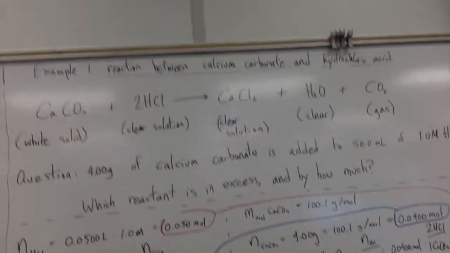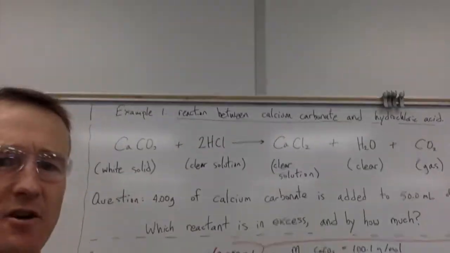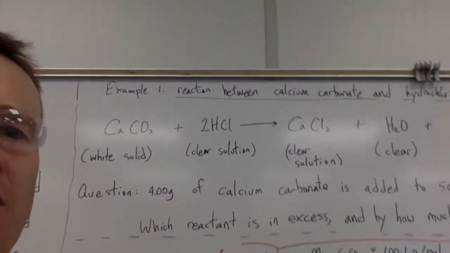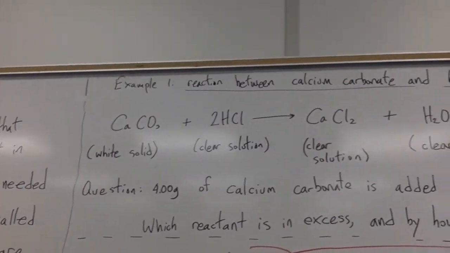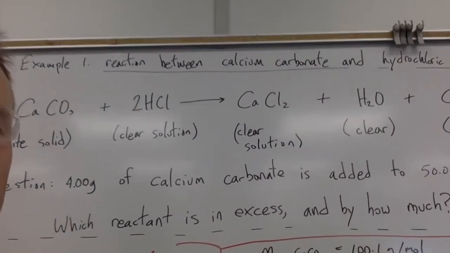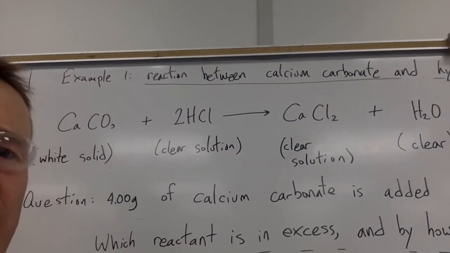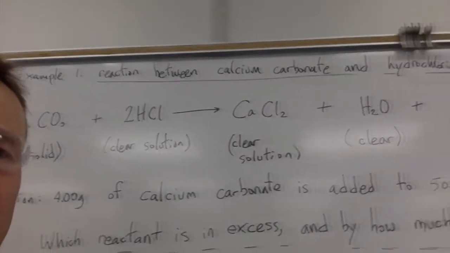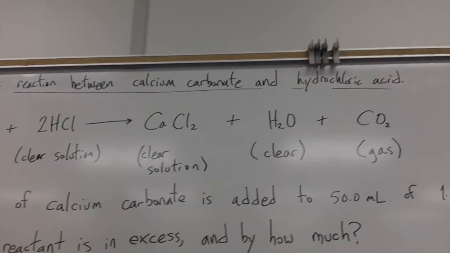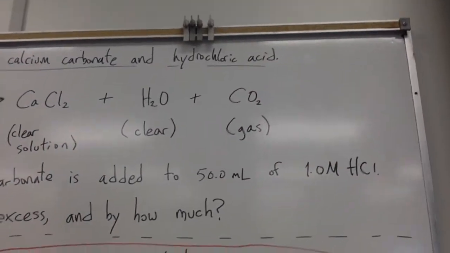Here's the balanced chemical equation. So we see up here across the top, in the middle there, we have calcium carbonate being reacted with hydrochloric acid. Do note that we have a coefficient of 2 on the HCl, creating calcium chloride, water, and carbon dioxide gas. So there's going to be all sorts of interesting things going on here.